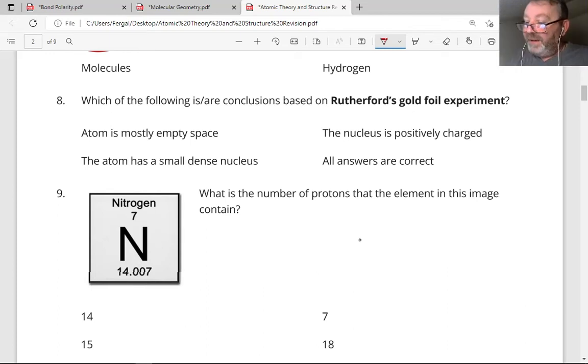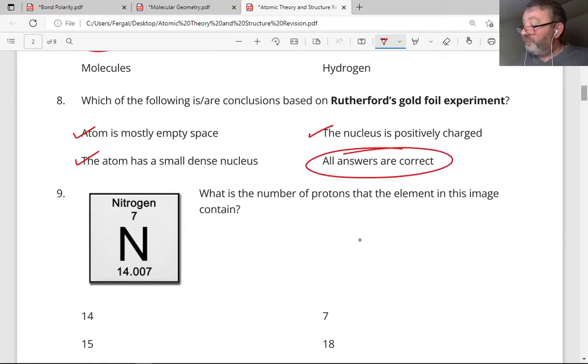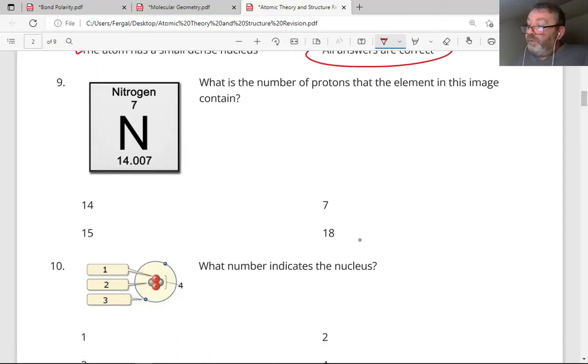So, the atom is mostly empty space? Yes. The atom has a small, dense nucleus? Yes. The nucleus is positively charged? Yes. In fact, there's the answer. All answers are correct. What is the number of protons that the element in this image contains? The number of protons is the atomic number, which is always the smaller of the two, 7.